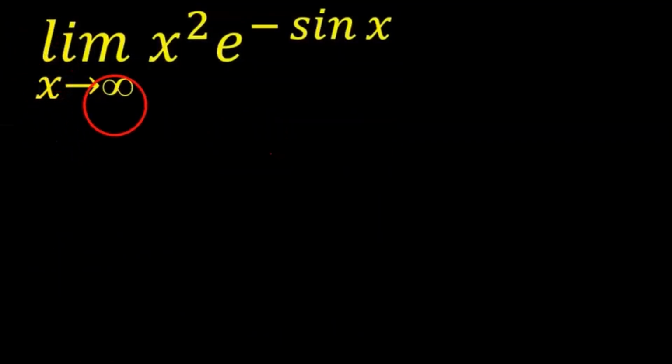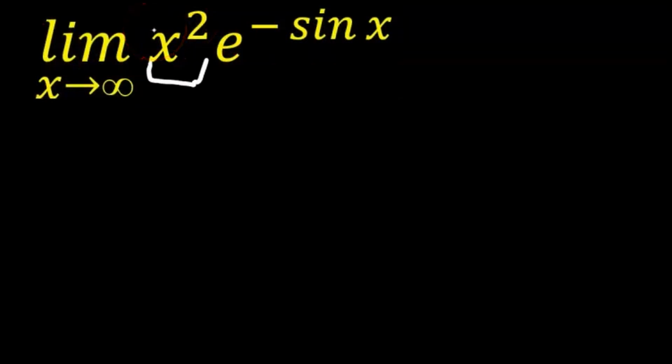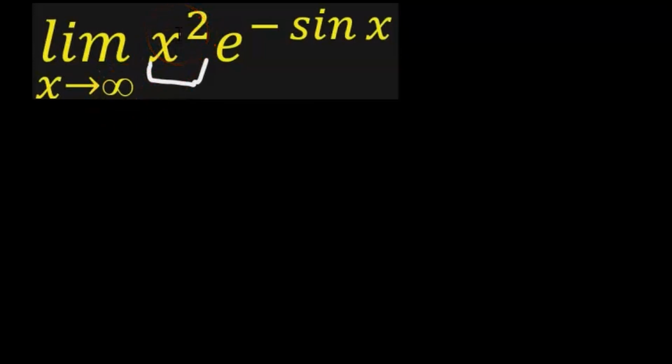Okay, the limit as x goes to infinity of x squared times e to the negative sine x. And this looks complicated, but let's not panic. Let's break it down. This is one function multiplied by another function. So we have two functions here. And this second function is a composite function, a function inside a function. Anyways, we'll look at them separately.